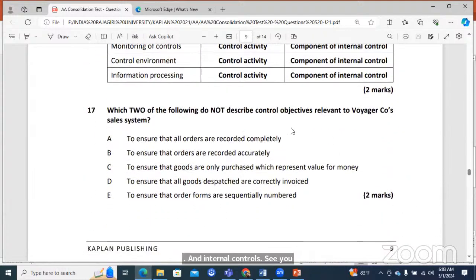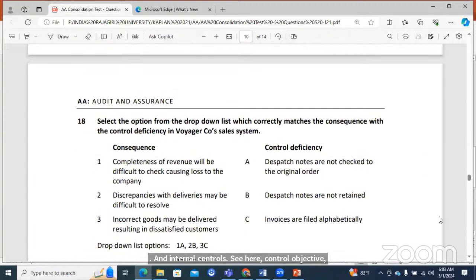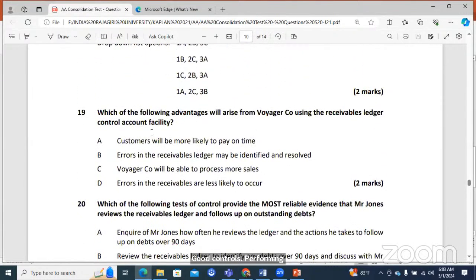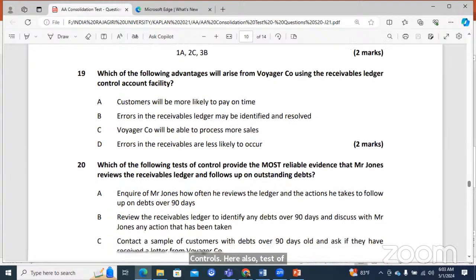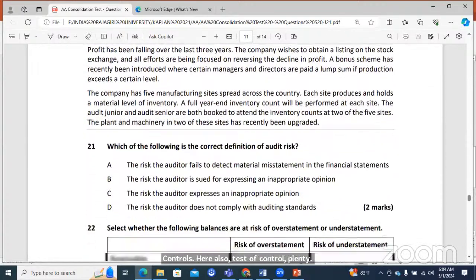See here, control objective, internal controls, performing stage. Controls, performing stage, test of control. Receivable ledger, this is substantive procedure. Controls. Here also, test of controls, 20. Let's take the final case study, 21 to 25.